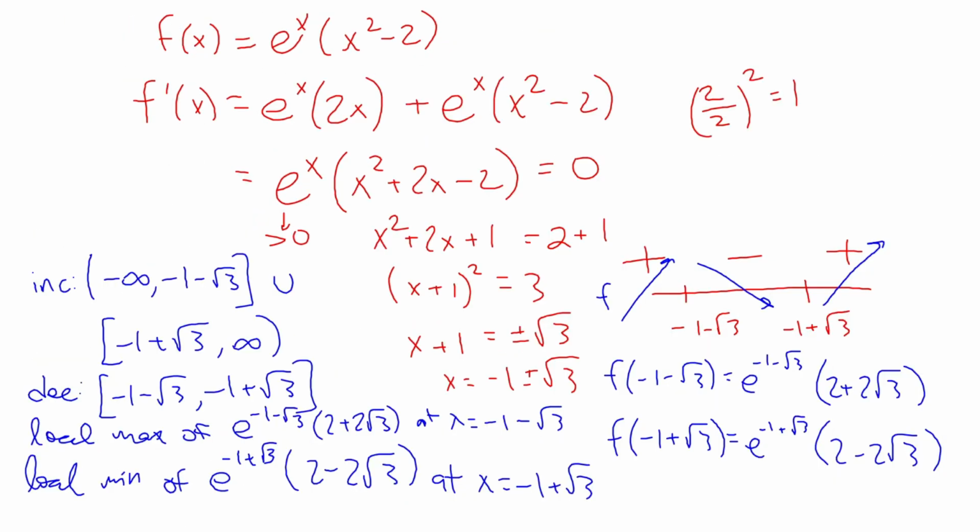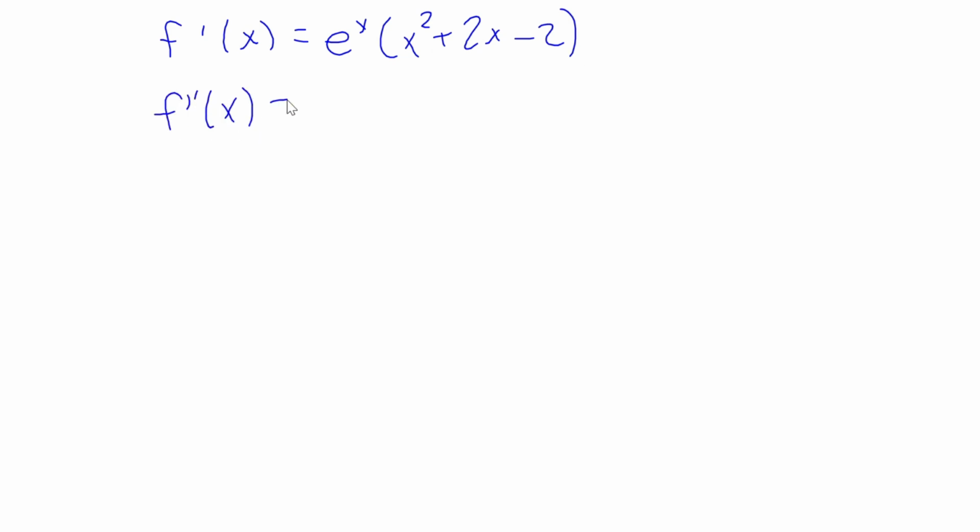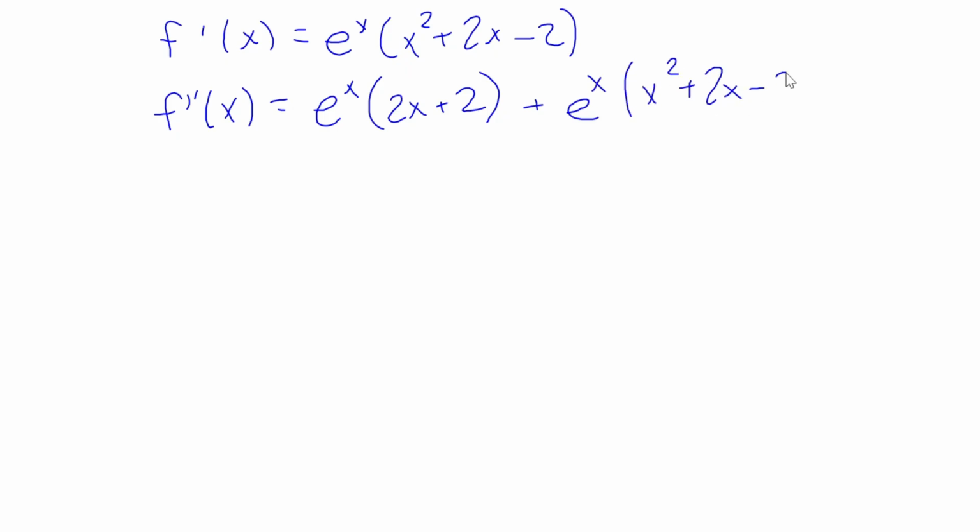So our first derivative was e to the x times x squared plus 2x minus 2. So if f prime of x is e to the x times x squared plus 2x minus 2, then we'll take our second derivative again using the product rule. So our product rule here is going to give us e to the x times the derivative of x squared plus 2x minus 2, which is 2x plus 2, and then plus e to the x times x squared plus 2x minus 2. We can factor out the e to the x again, which is going to leave us with an x squared, and then a plus 2x and a plus 2x, which is plus 4x, and a plus 2 and a minus 2, which will go away.